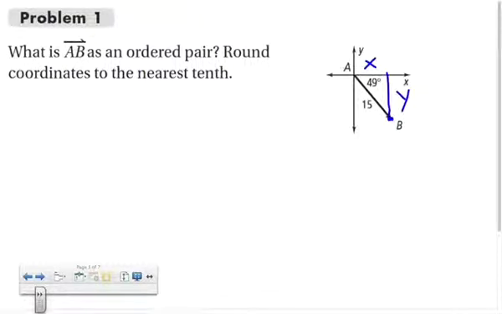Tell me about the signs of my vector. Will my x be positive or negative? Positive. How about my y? Negative. Okay, so be mindful of the fact that the coordinates of a vector could have negative numbers in them, but the magnitude of a vector is always positive.